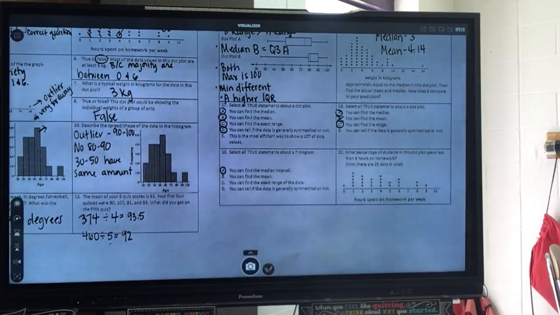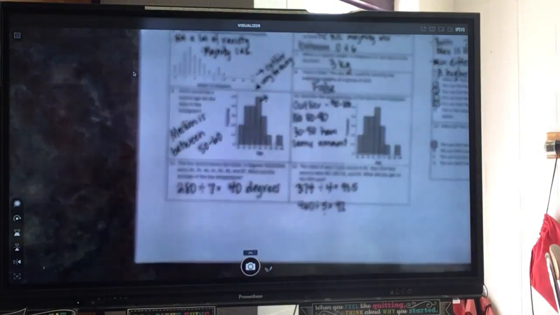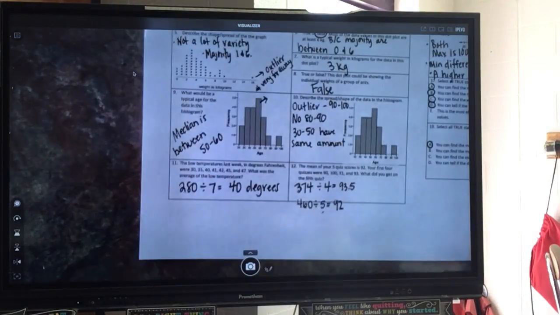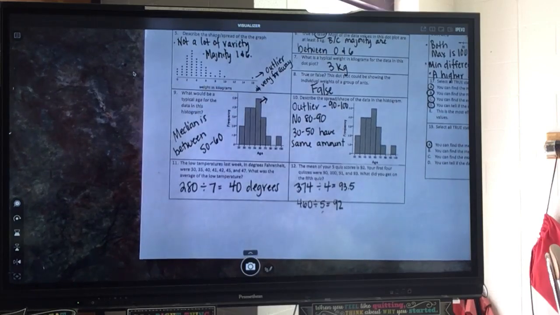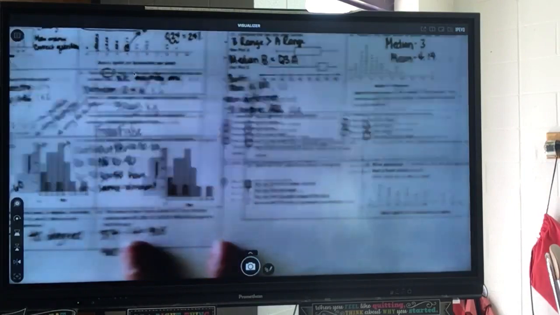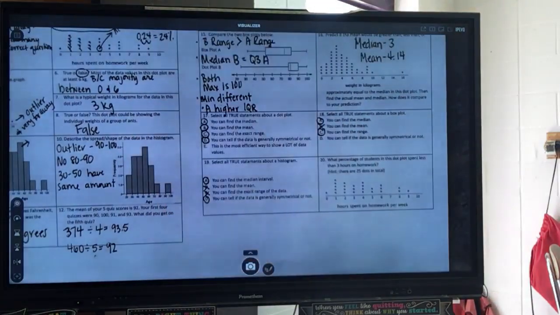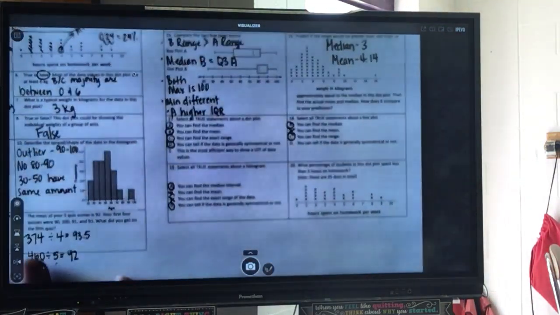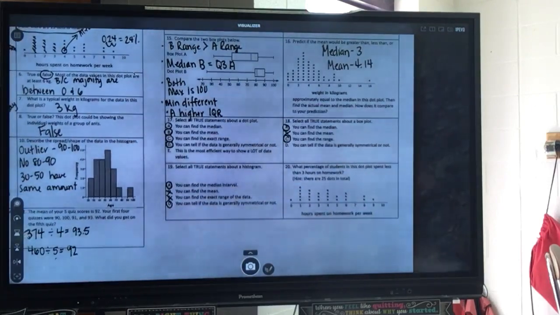Because it's intervals, it's not numbers, right? So looking at this one over here, we know that the range is 20 to 30, but do we know if there's a 20 in there? Because think about our histograms that we did. Our range was 16 to 18, but our lowest number was 18, right? So you cannot find the exact range. You can tell if the data is generally symmetrical or not. So that one is true. All right, we're almost done. So number 20, it says what percentage of students in the dot plot spent less than 3 hours on homework?